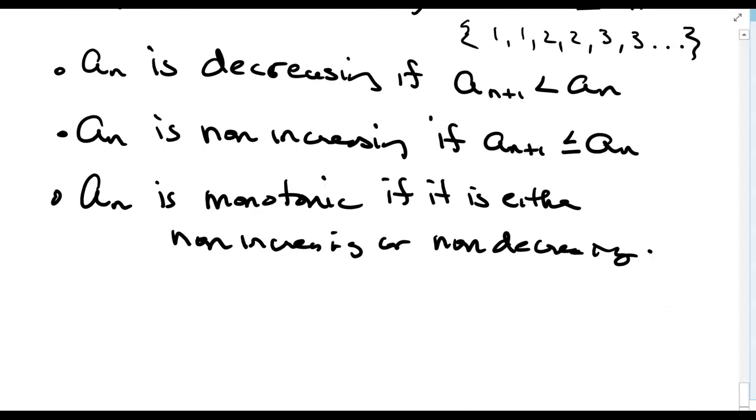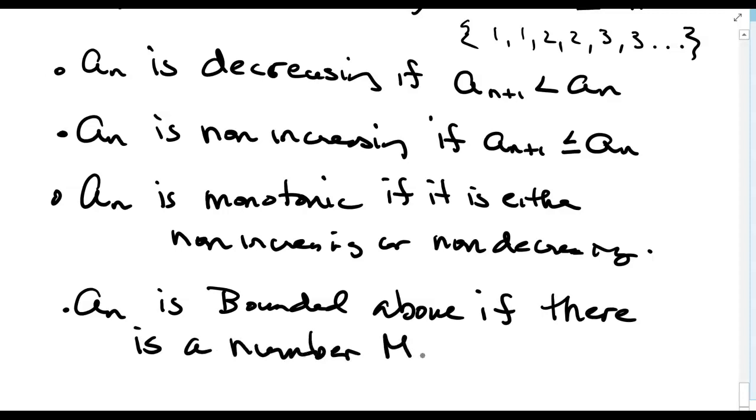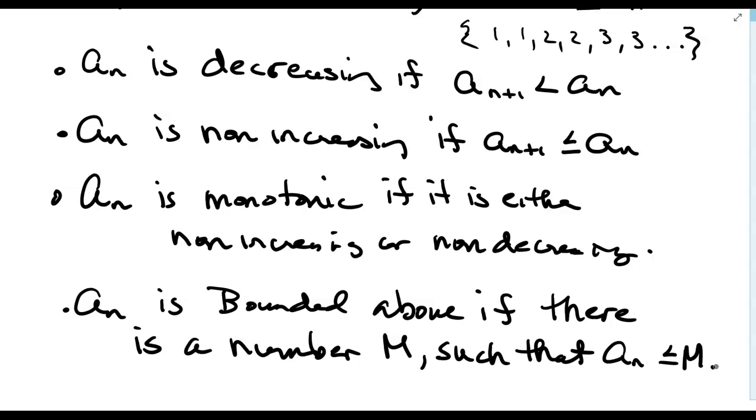All right, a_n is bounded above if there is a number, I'm going to call it M, such that a_n is less than or equal to M. That means every single value of that sequence is under a certain value, then it is bounded.